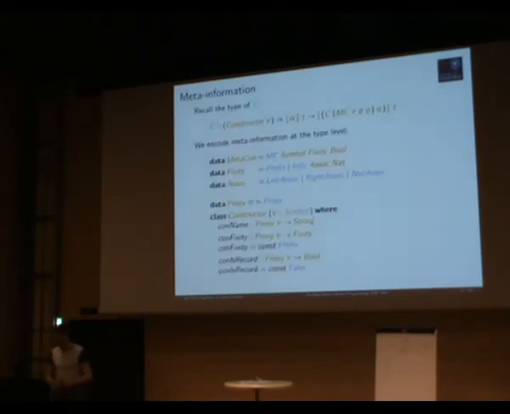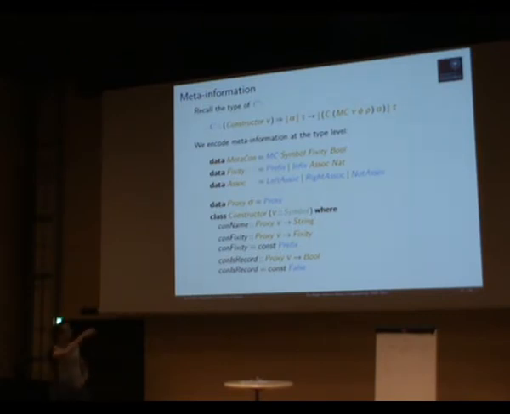The meta information, I kind of glossed over it until now. But we can also lift all of this to the type level now. So we have a data type, meta information for constructors, which is going to record the fixity of the constructor, and if it's a record, yeah, here it is. And a Symbol is a built-in type now for literals at the type level.